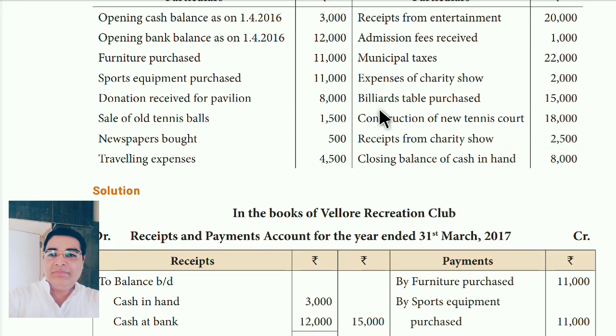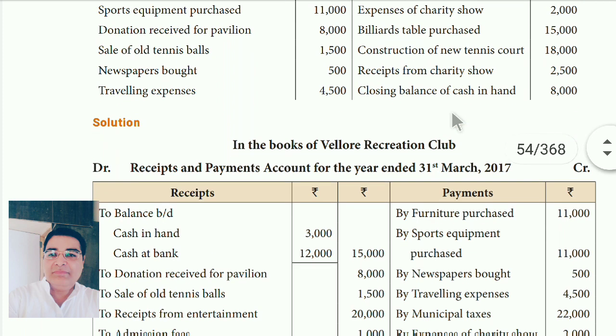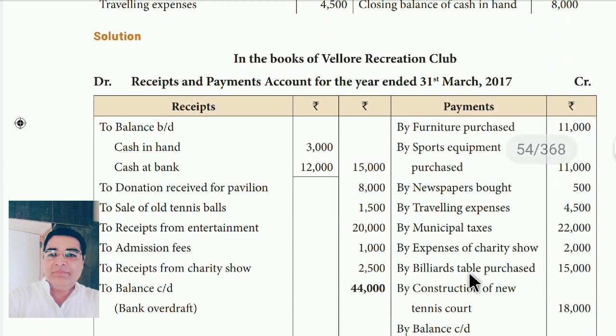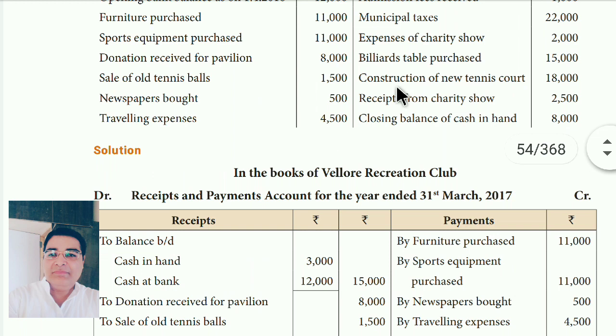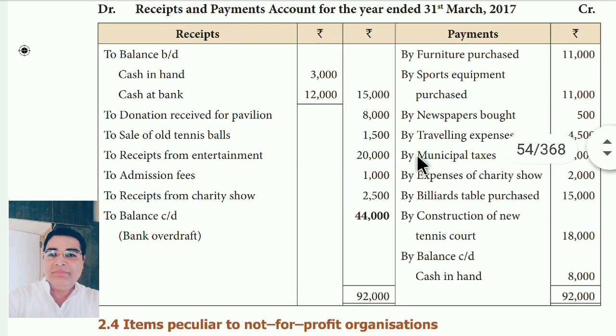Now see the next one. Billiards table purchase. When you purchase something, you have to make the payment. So payment side, see it, by billiards table purchase 15,000. Then construction of new tennis court. When we construct anything, we have to make the payment. So by construction of new tennis court rupees, how much? 18,000.